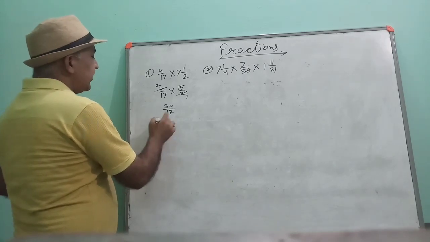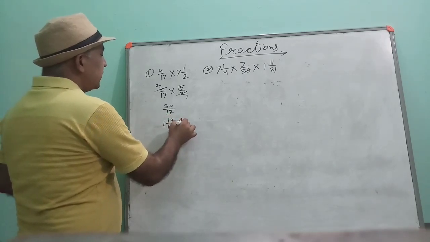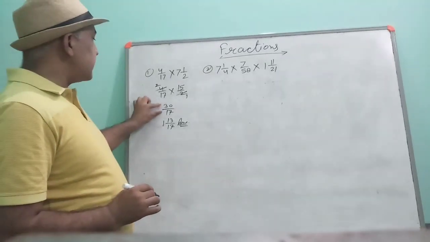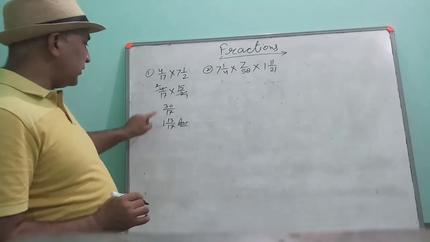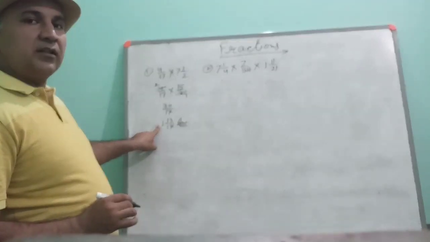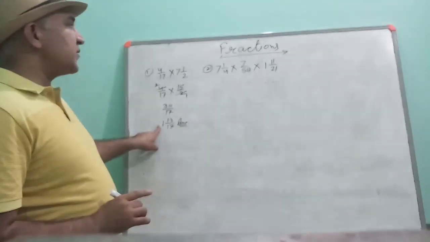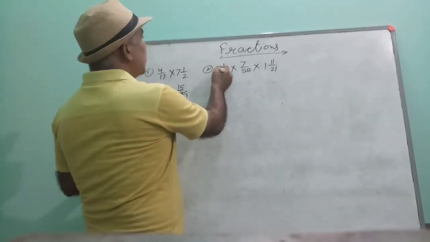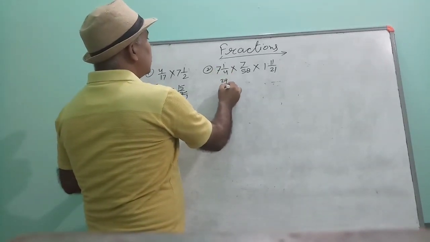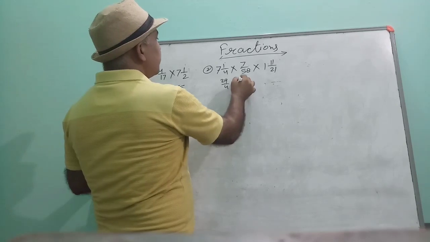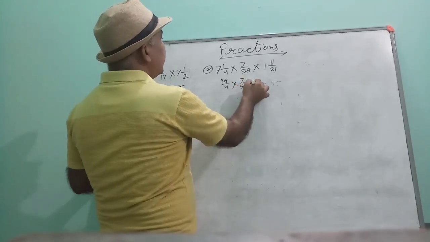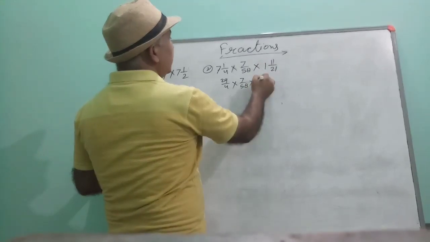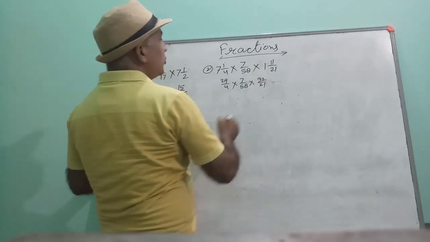17 into 1 is 17, 13 is the remainder. Understood? If your answer is coming in improper fraction, then don't give the answer there. Convert it into mixed fraction. Okay? Same here. 4 into 7, 28 plus 1, 29 by 4. This is 7 upon 58 into 21 into 1, 21 plus 11, 32 upon 21.